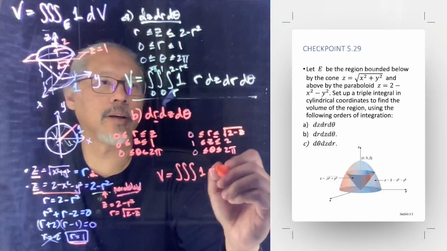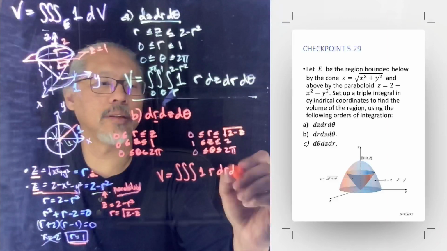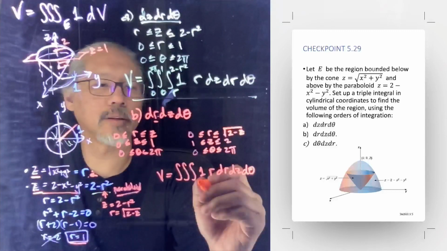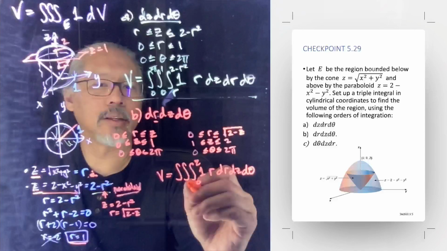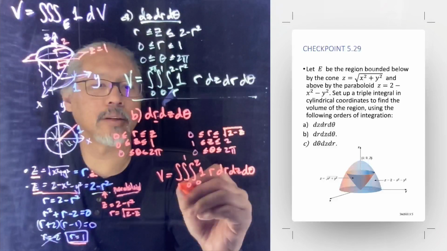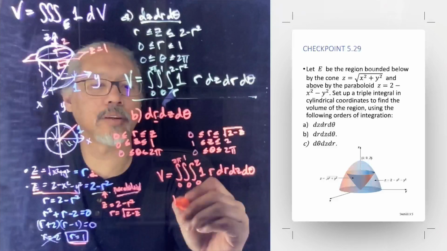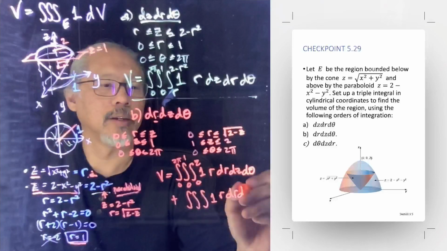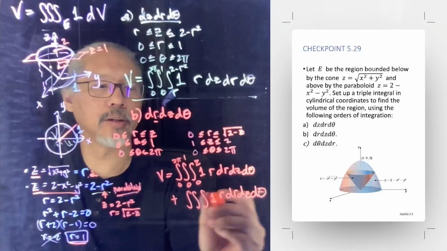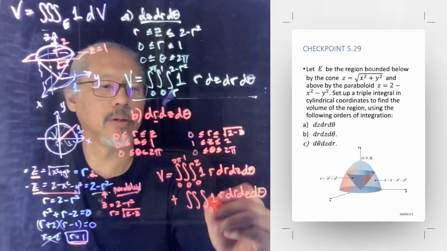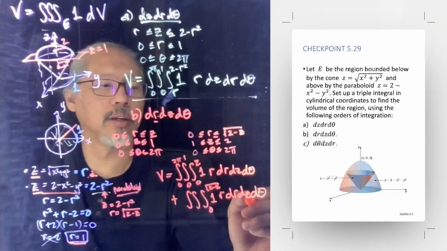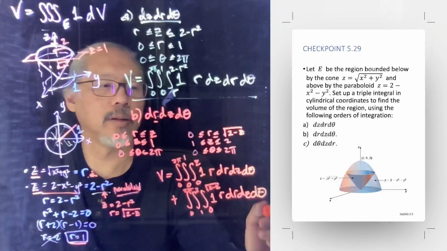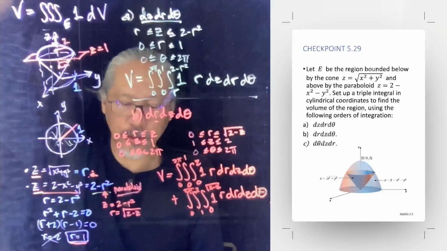We're still going to consider the r, except now we have dr, dz, d theta. And the r is going to go from 0 to z. The z is going to go from 0 to 1, and theta is going to go from 0 to 2 pi for the first integral. And then we have to do another integral of the same thing. And this integral is going to go, r going from 0 to the square root of 2 minus z. z is going to go from 1 to 2, and theta is going to go from 0 to 2 pi. Okay, that's our second one.